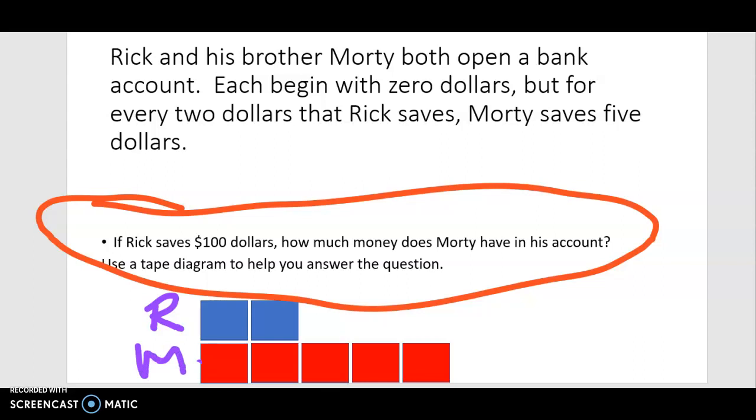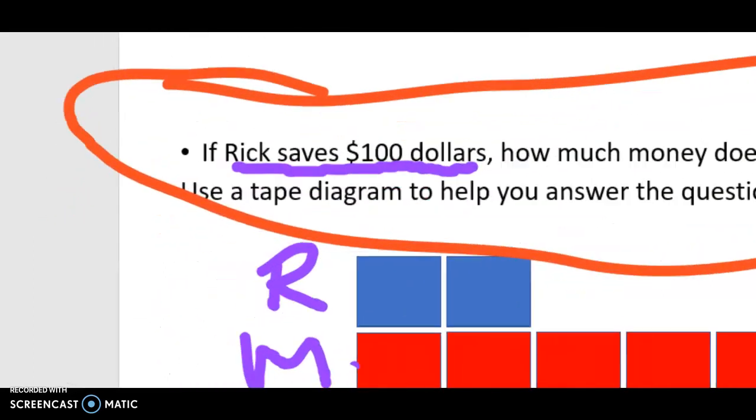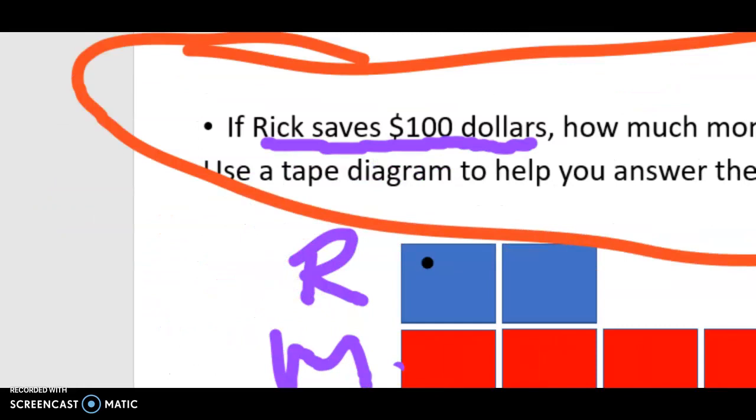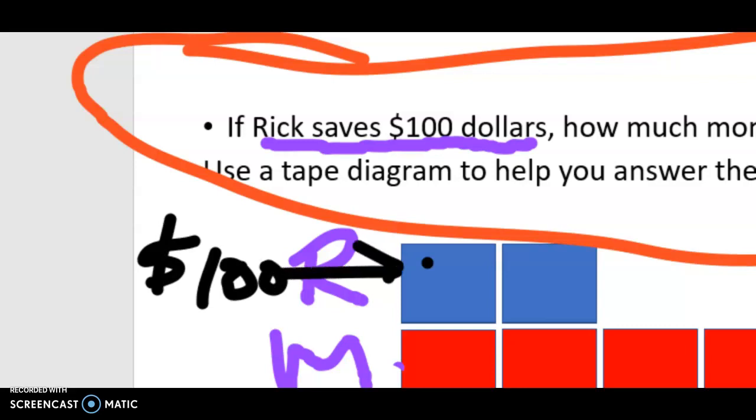All right, so what we do here is we're really careful about looking at our information so that we can make sure that we have it right. So Rick has saved $100. This guy right here. Can you believe it already? 100 bones. Wow, he really made some money. Okay, so he has 2 squares. Remember, our ratio is 2 to 5. He has $100, and it's broken into 2.